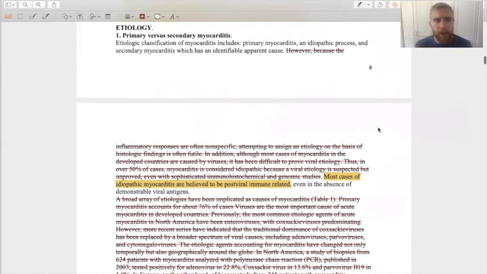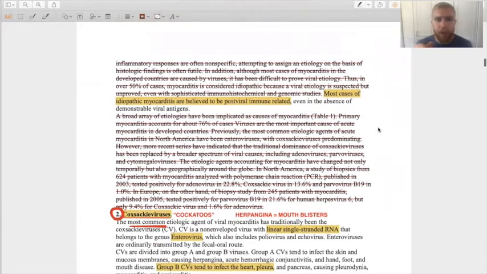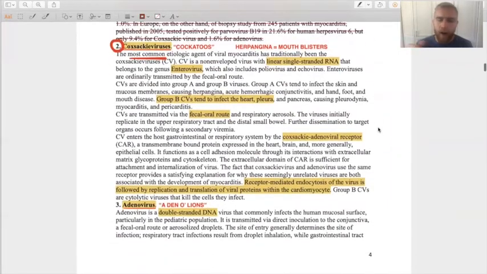Primary versus secondary. Well, primary is when we don't know what's causing it. Secondary is when you have some other condition leading to a myocarditis. Most cases of primary myocarditis are going to follow a viral infection. So what kind of viruses?